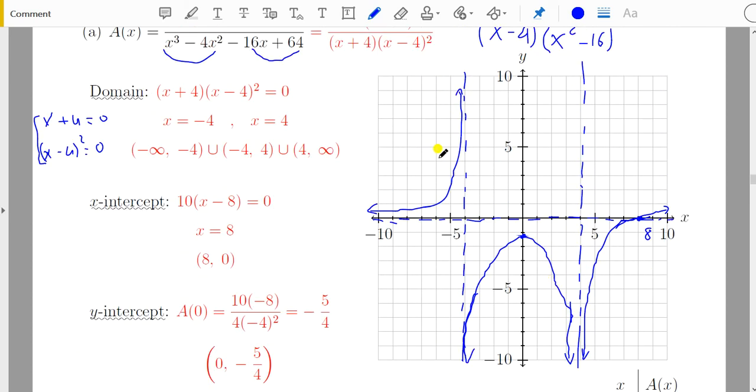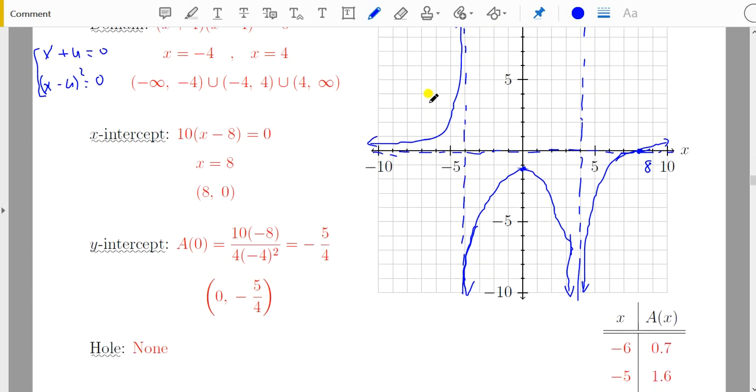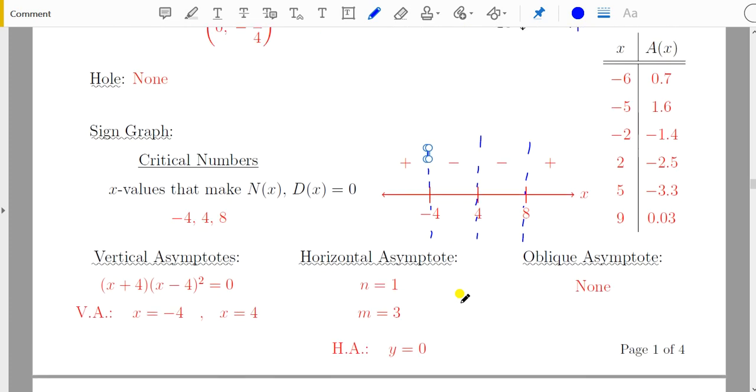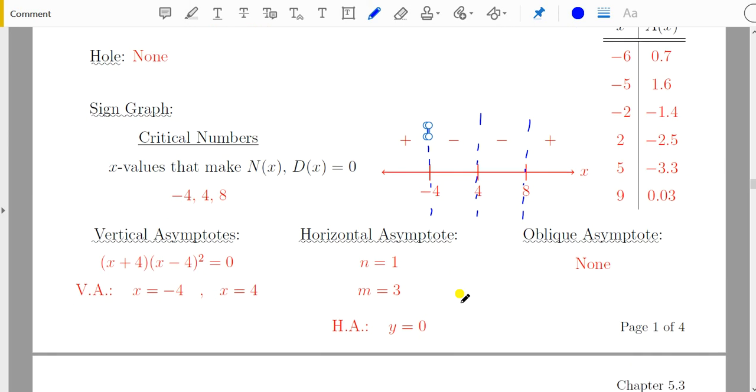Once we figure out the horizontal asymptotes, the vertical asymptotes, the y-intercept and the x-intercept, it's very easy to follow the vertical asymptotes and the sign of the graph to draw the function. Okay, let's move on to the next example.